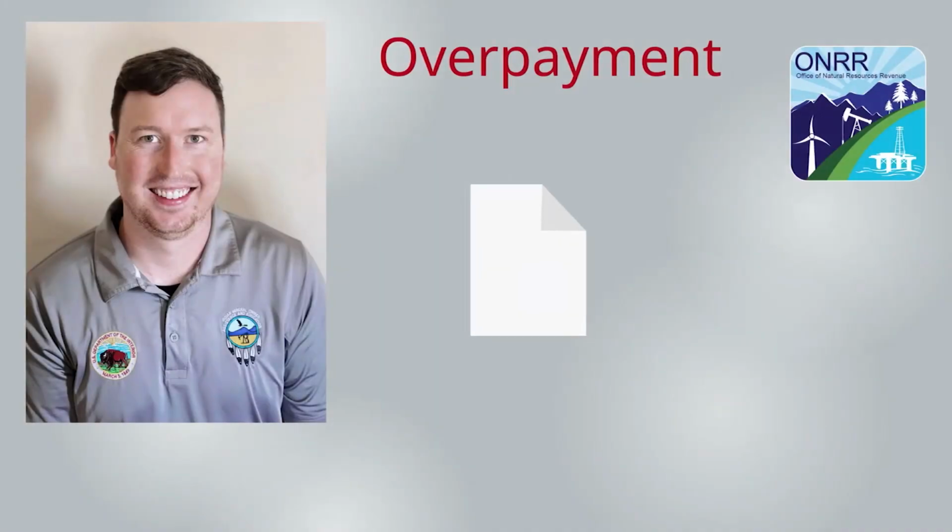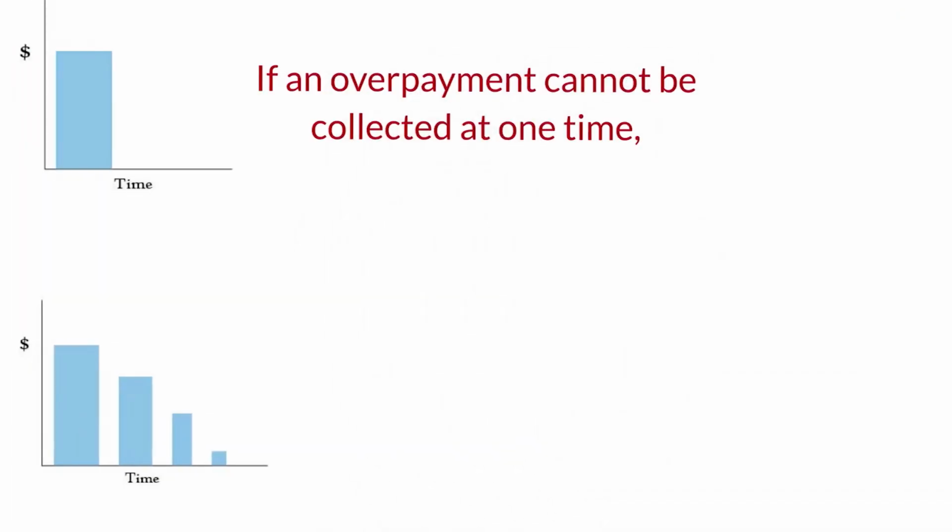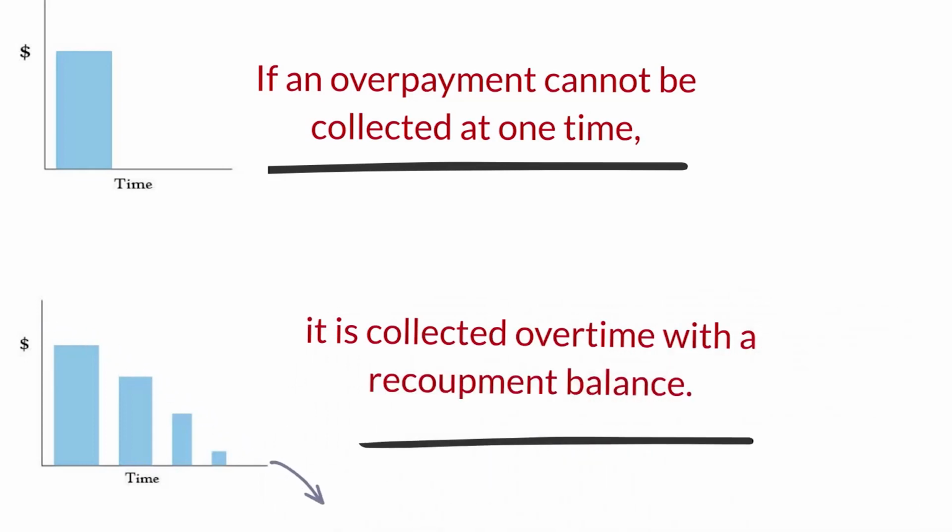Or it can also result in an overpayment, meaning your lease received more than its share of royalties and the company can recoup those overpaid amounts. If an overpayment cannot be collected at one time, the company can set up a recoupment and collect over time.